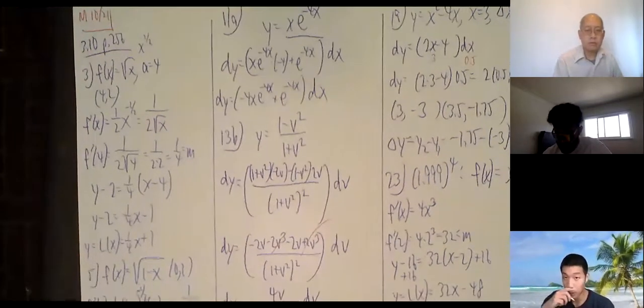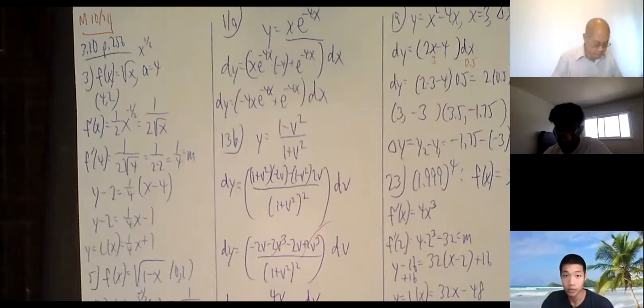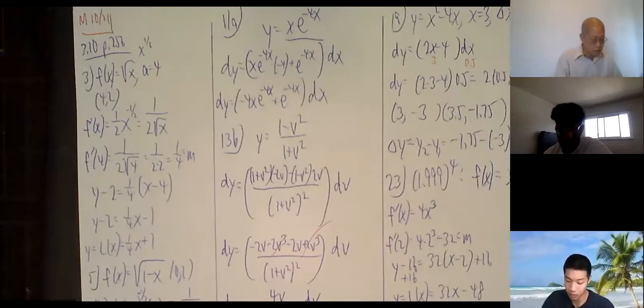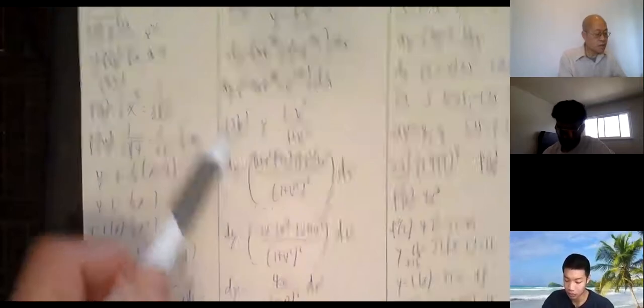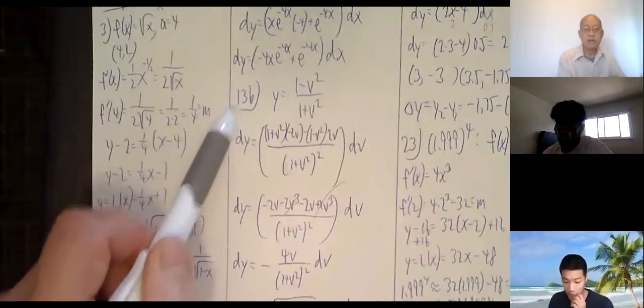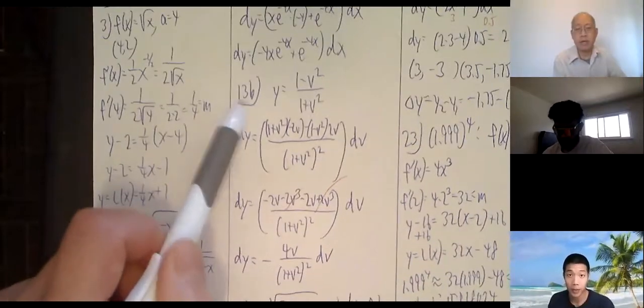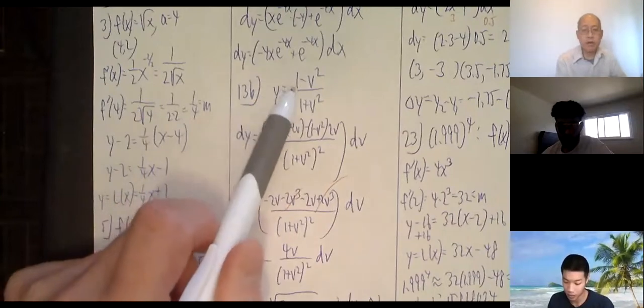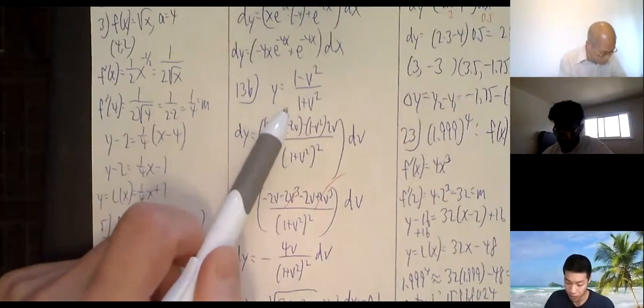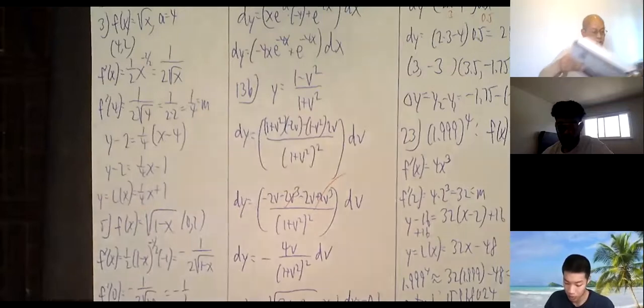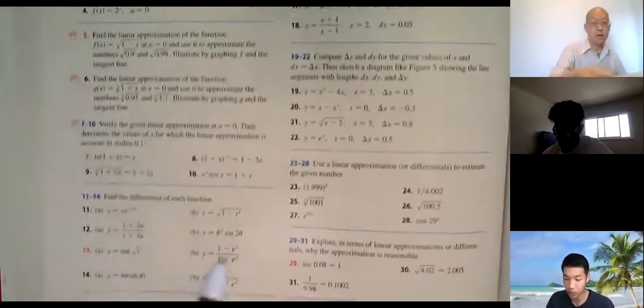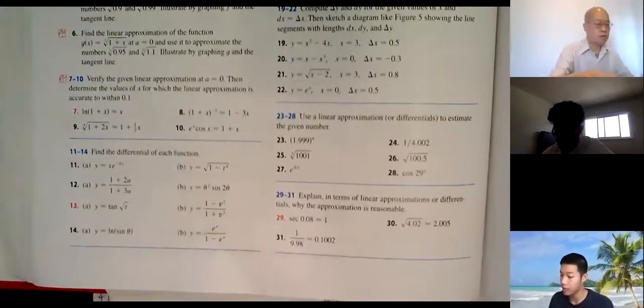That's all. Then let's see, 13b. I think I'll stop with that. So y equals (1 minus v squared) over (1 plus v squared). 13b over here.